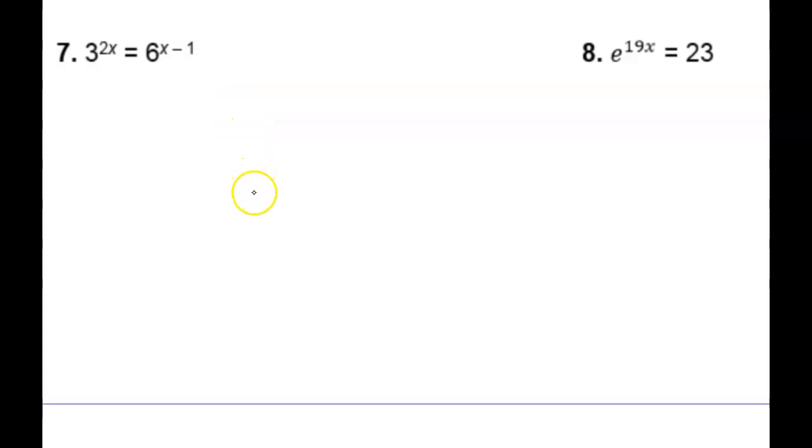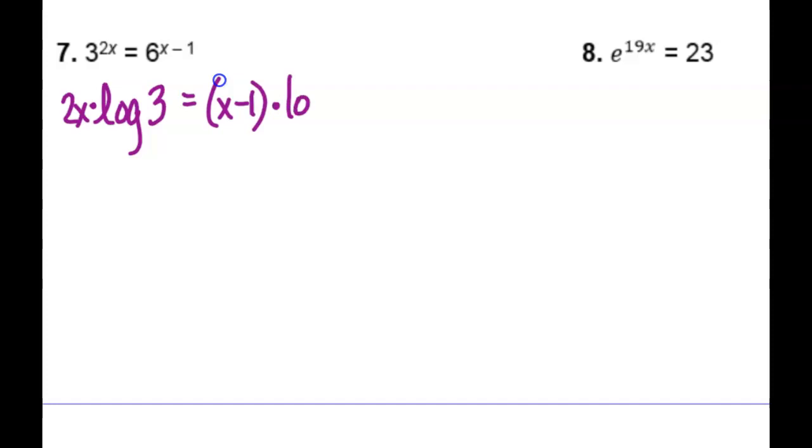All right. Okay. One where I can't write 6 as a power of 3, right? So I'm going to have to do log of both sides. It's going to get messy. So we're going to have the log of 3. Can I move the 2x out at the front at the same time, guys? And over here, I'm going to move an x minus 1 out there times a log of 6. I don't know why I randomly switched back to log, but I did.